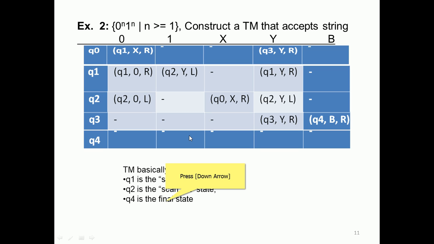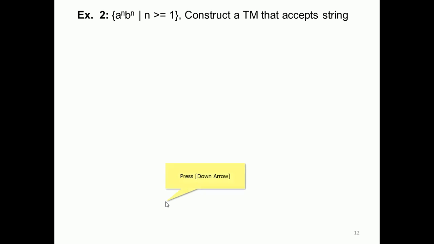Q1 is the scan right state, Q2 is the scan left state, and Q4 is the final state. So Q1 moves towards the right side and Q2 moves towards the left side. Both are scanning both sides, and finally it goes to the final state called Q4. That is 0 power n and 1 power n, where n is equal to 0, 1. So this is a continuation of the similar example, a power n and b power n.